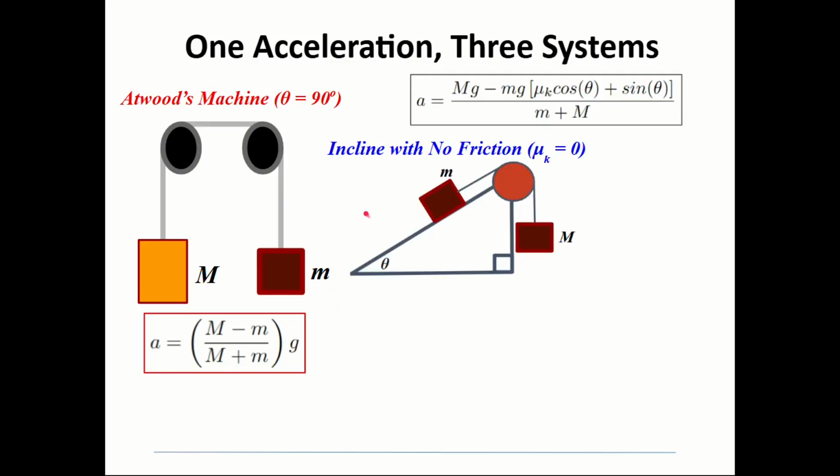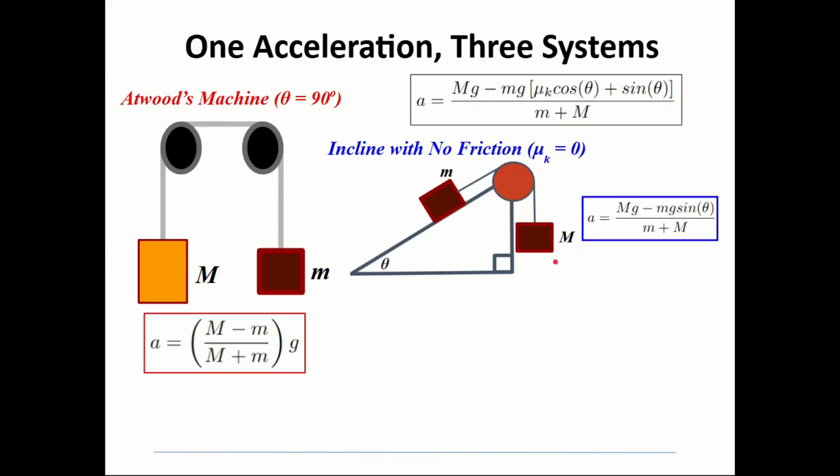You could also consider the case where there's no friction at all. So what we do is pretty much just turn off friction by setting mu k equal to 0. And then with that, our acceleration reduces down to this equation here. So that's just vanishing this term right here. We get rid of mu k cosine of theta.